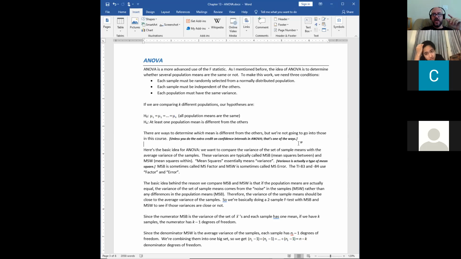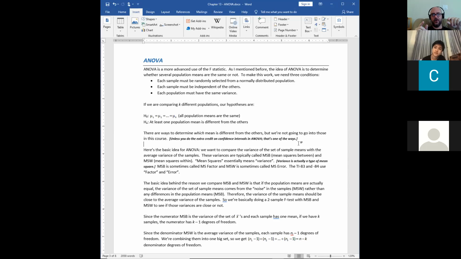So each of those samples has a variance and a standard deviation. And so what you do is you find the average variance of all of the samples. You find the variance of each sample and you average them. You actually do a weighted average, but we're not going to worry about the specifics. And that is called mean squares within. It's called within because it's within the sample. It's the variance within the samples all averaged together. Mean squares just means variance. Variance is actually a kind of mean squares.